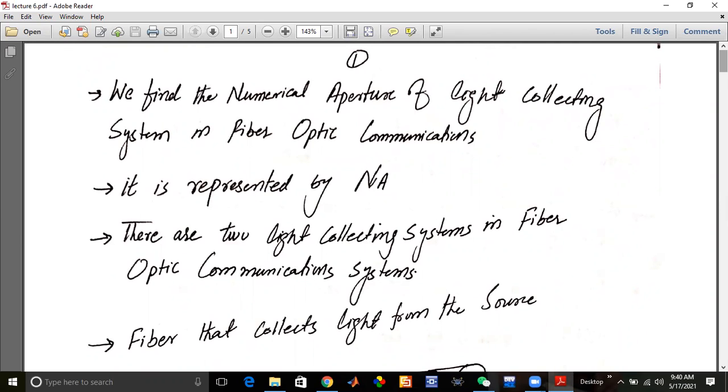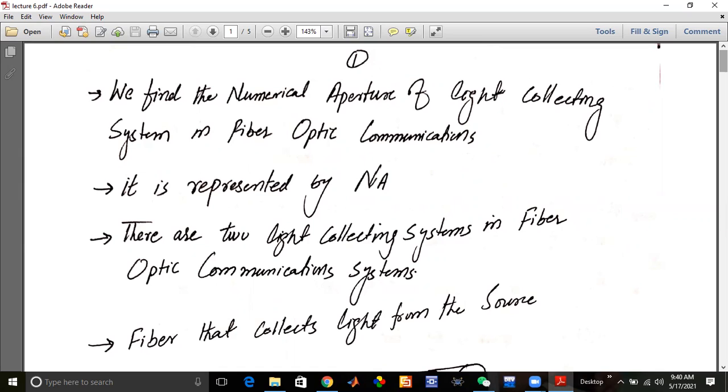In today's class, we will study the numerical aperture: what it is, why it is important, through which quantity it is denoted, and how it is calculated. At the end of the lecture, we will do some numerical problems. So, why do we study the numerical aperture and what is the numerical aperture?